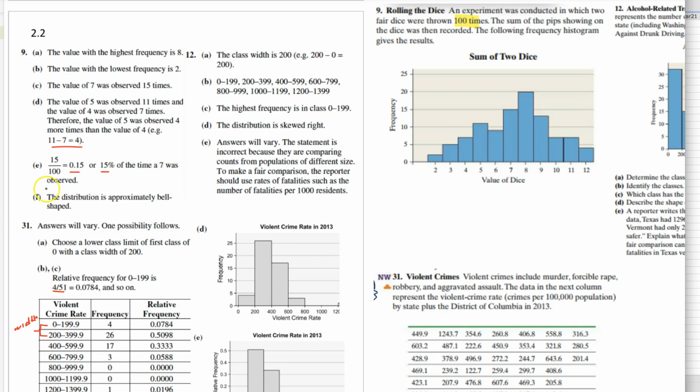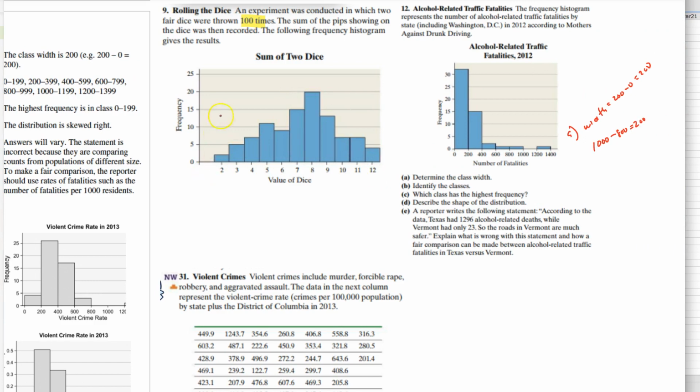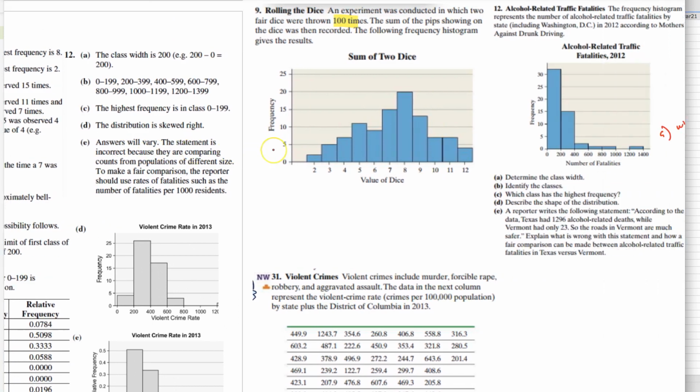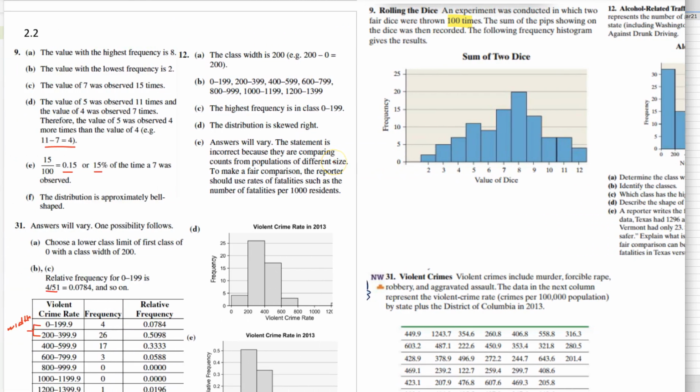And then the important question here is F, the shape. We talked about in class that the distributions of bar graphs or histograms have a shape to them. And here, this one is what we call symmetric or bell-shaped or normal. It's approximately symmetric or normal. So that's the answers for problem number 9.